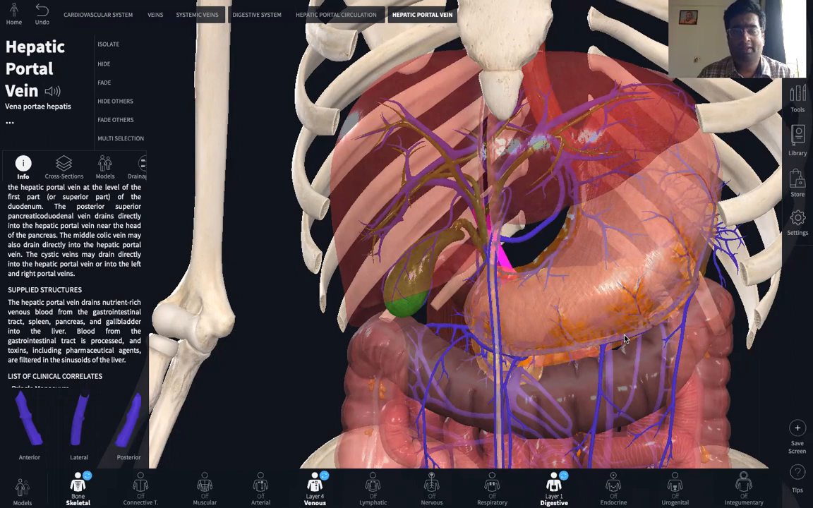Now, the components of the hepatic circulation include the hepatic artery, the hepatic portal vein, and the hepatic vein. Hepato is a term that refers to the liver. The hepatic portal vein is the first structure that we are going to discuss. So let us first understand the definition of a portal vein.